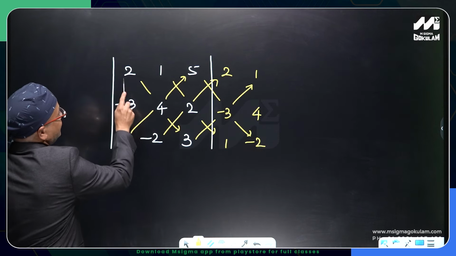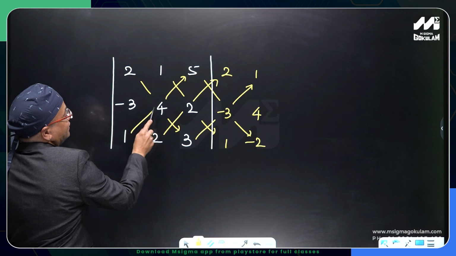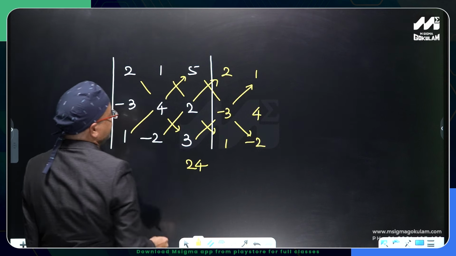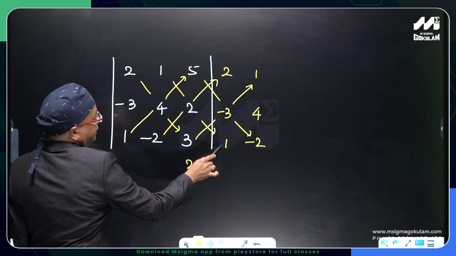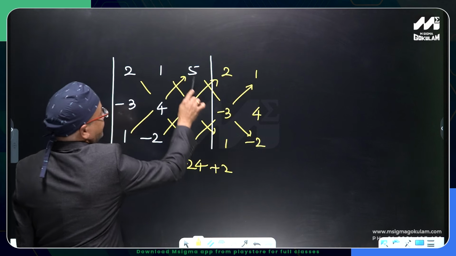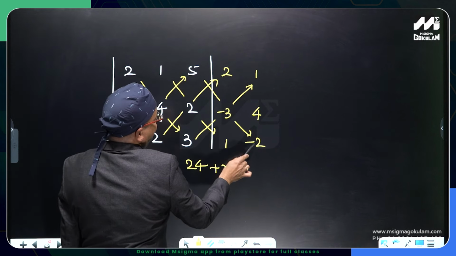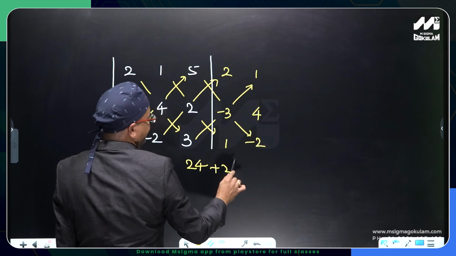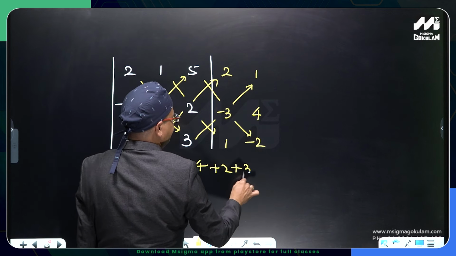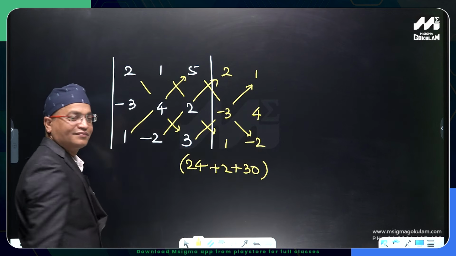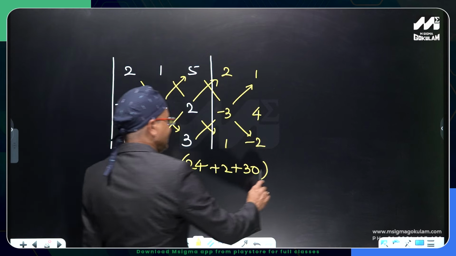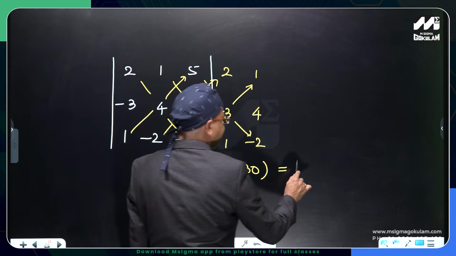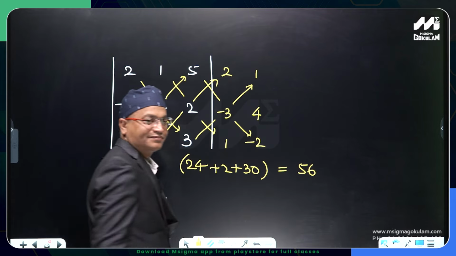You observe 2 into 4, 2 4s 8, 3s 24. 1 into 2 into 1, plus 2. 5 into minus 3 into minus 2. Better, 5 into minus 2 is minus 10, into minus 3, plus 30. So these are all at bottom. Add them: 24 plus 2, 26, plus 30, 56.